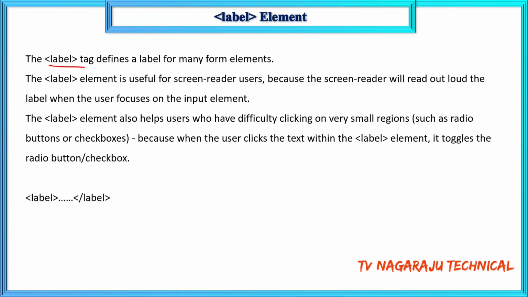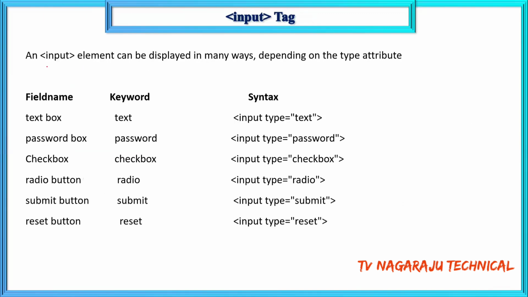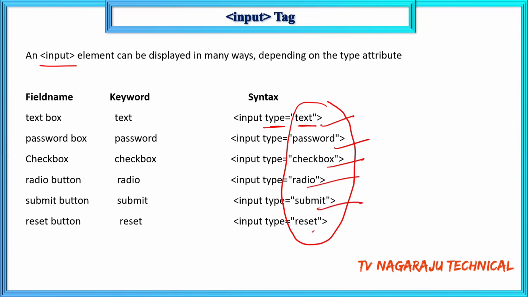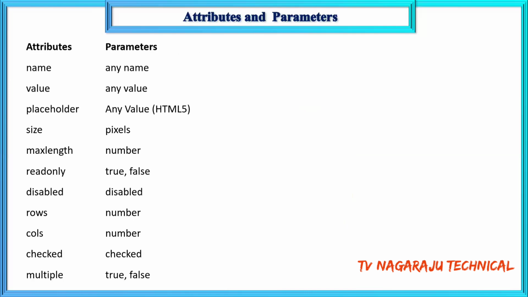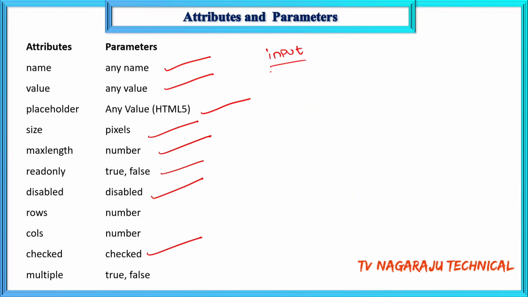So the label's purpose is simply to give the name, and the input tag has the type attribute with different values: text, password, checkbox, radio, submit, reset. All these things are completed, along with different attributes: name, value, placeholder, size, maxlength, readonly, disabled, checked. All these are completed with the input tag with examples.